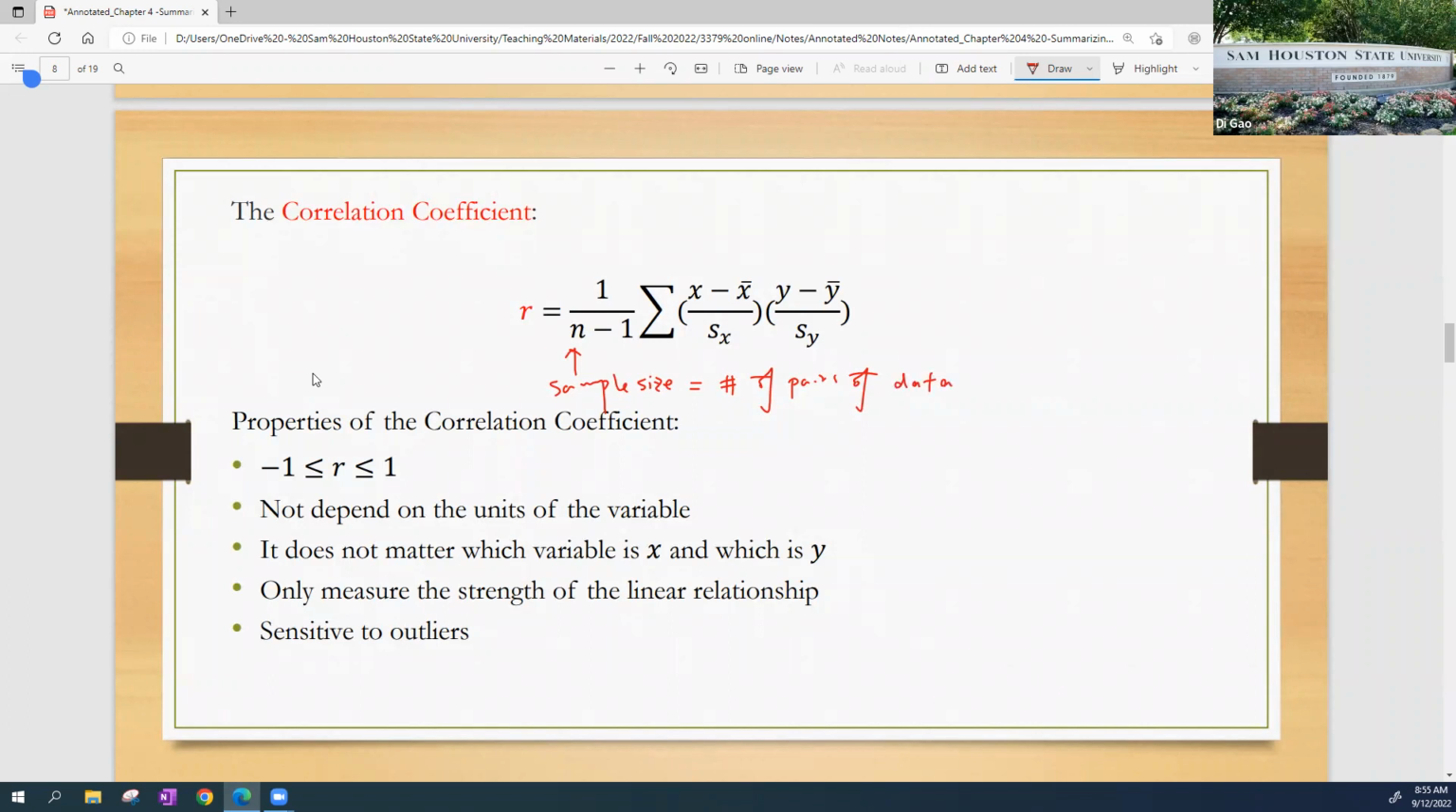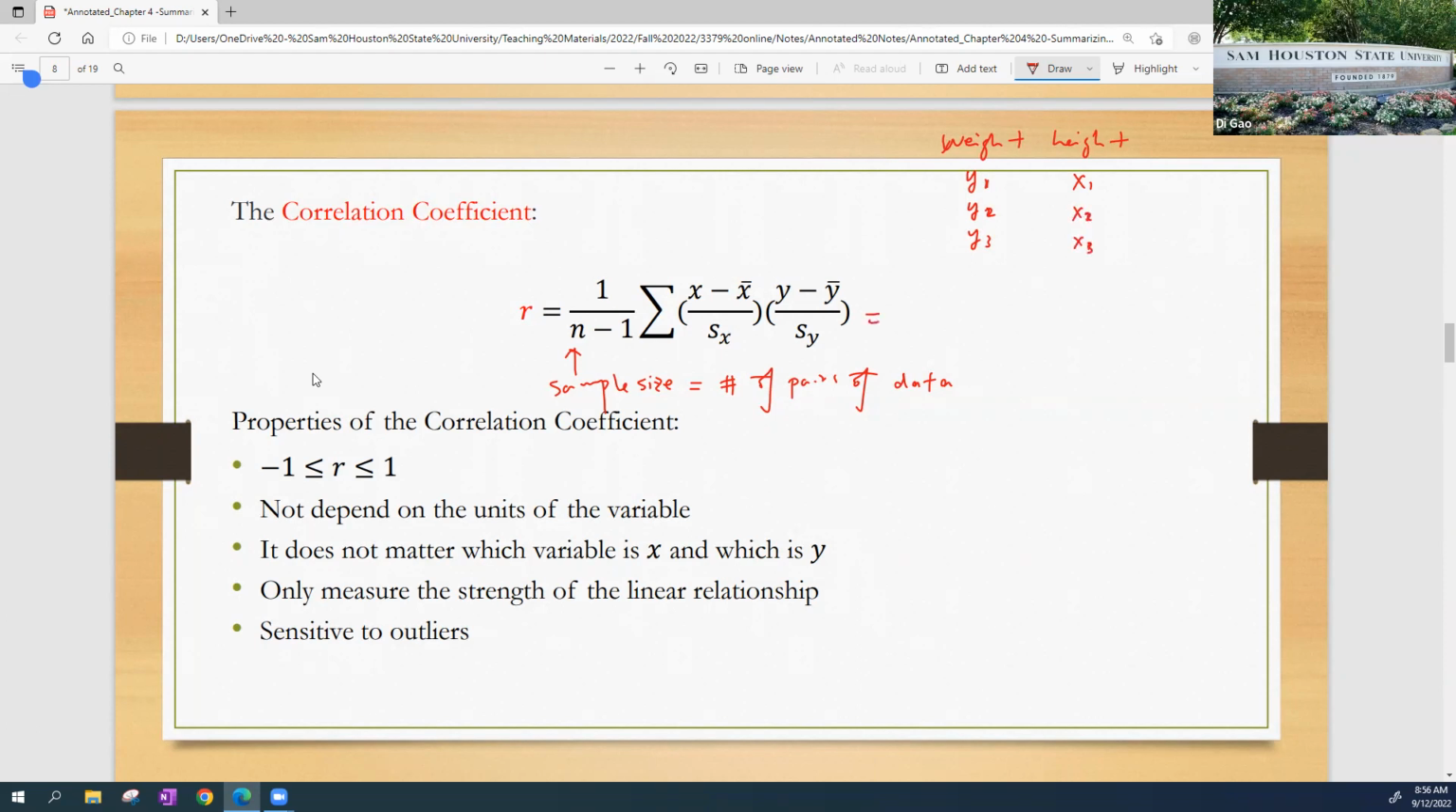And then sum means add everything together. So x minus x bar over sx, y minus y bar over sy. So let's say we have, let's just use the weight and height example. So let's say this is y1, y2, y3. In that example, we have 3 numbers, each 3 rows, so 3 pairs: x1, y1, x2, y2, x3, y3, right?